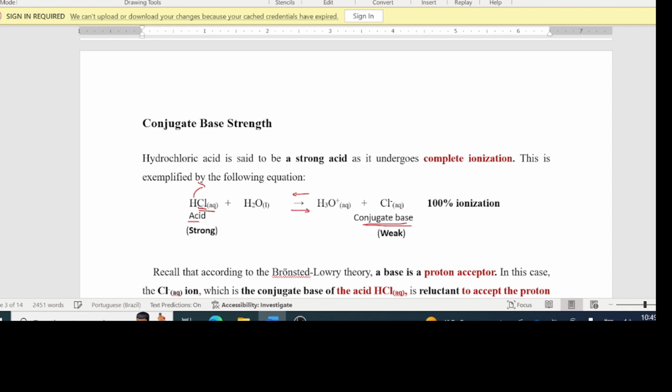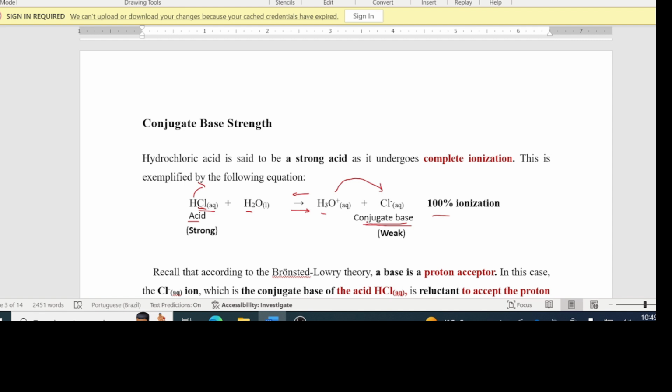In the forward reaction, this is what is happening here. Water is acting as a base. It accepts the hydrogen and becomes hydronium ion. In the reverse reaction, now look what happens. This guy is trying to push its proton onto this, but it doesn't want it. It's very reluctant to take on that proton. That is why it is 100% ionized. And we'll say the fact that this doesn't want to take up that hydrogen is a weak base.